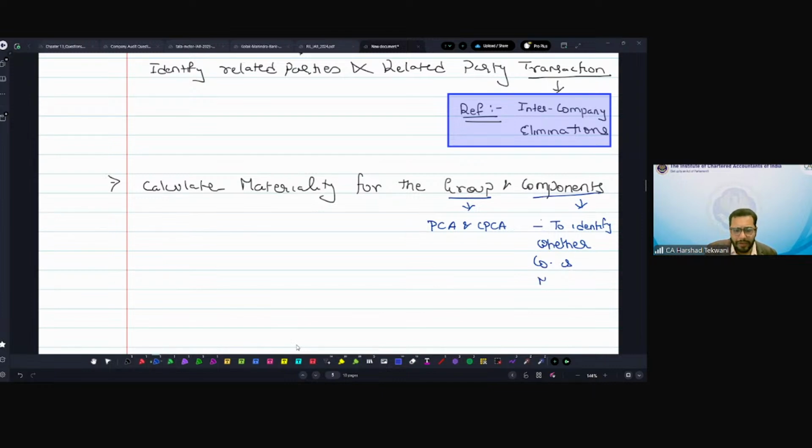Now, why do I need to check whether the component is material? Because that will decide whether I am getting the information from the component or not. If I'm not getting the information from the component, will it be a material misstatement for me? Do I need to get some additional information? What is the portion of the component with respect to the whole consolidated financial statement? That will again impact your risk assessment.